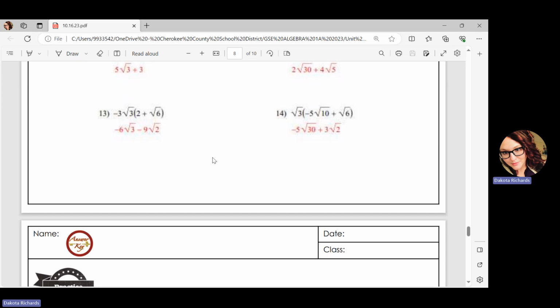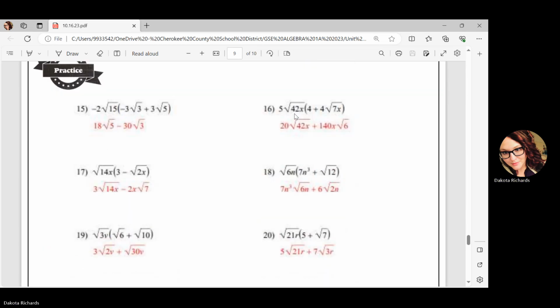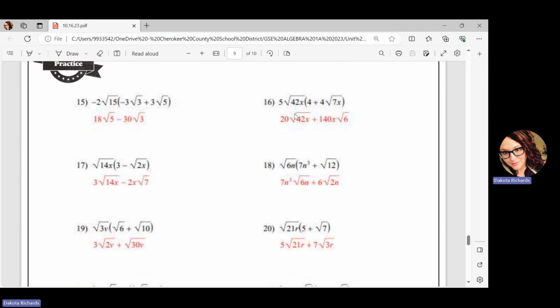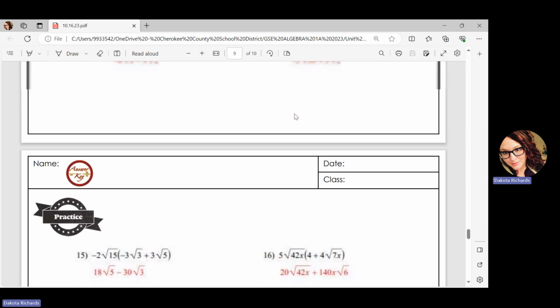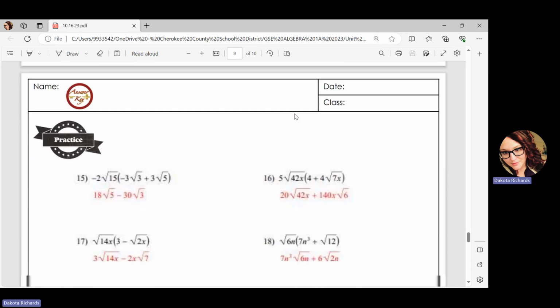Again, on any of those that had two numbers, you could have switched the order around. Like on number 14, you could have had 3 square root 2 minus 5 square root 30. That works as well. Just because you change the order of an equation or the order of an expression doesn't mean it's different.